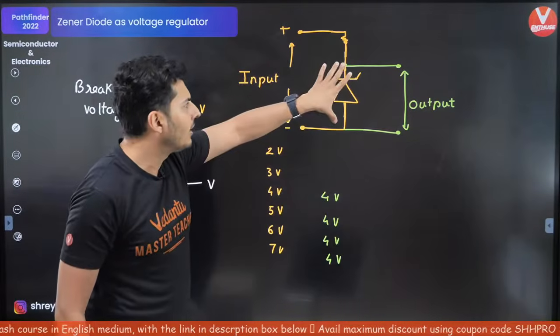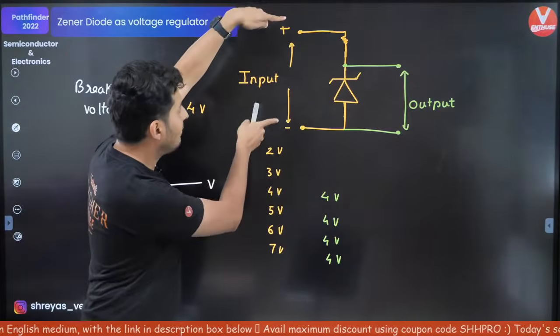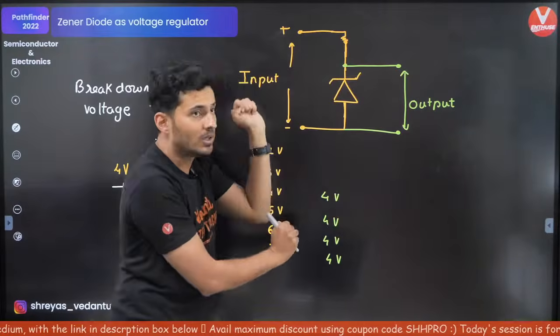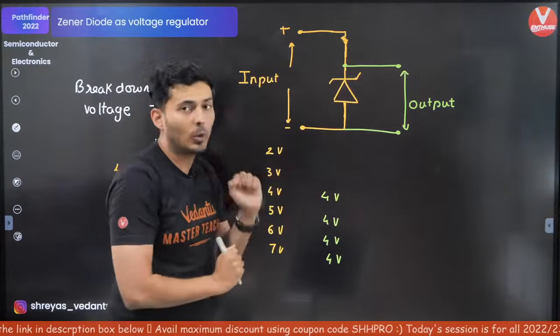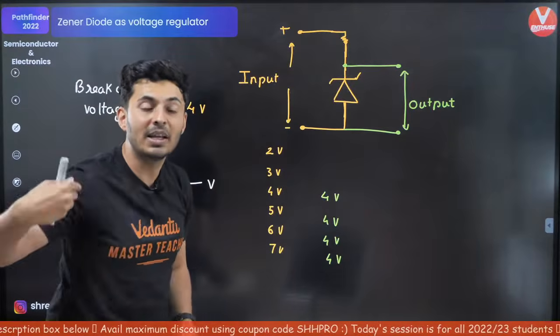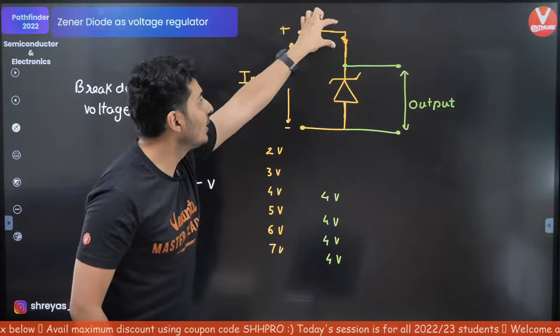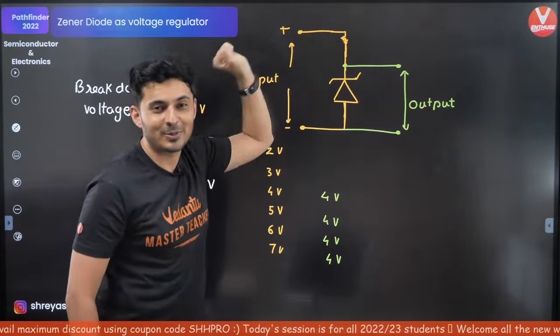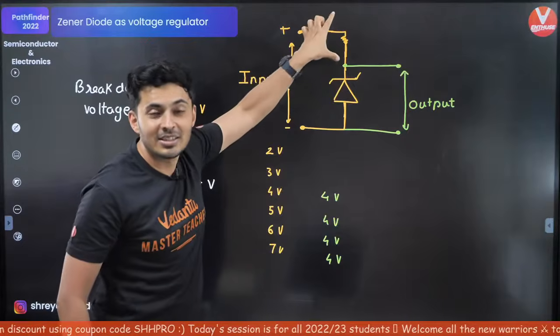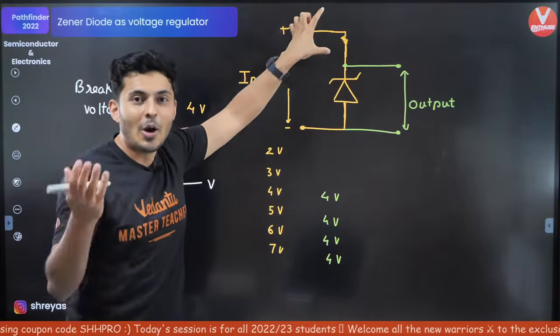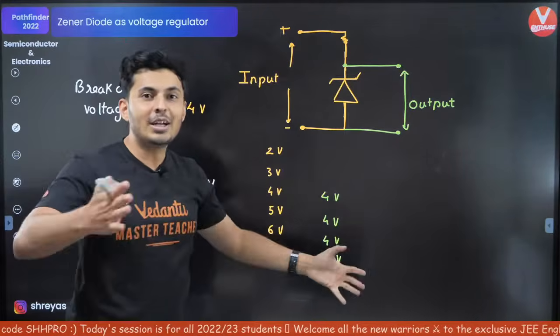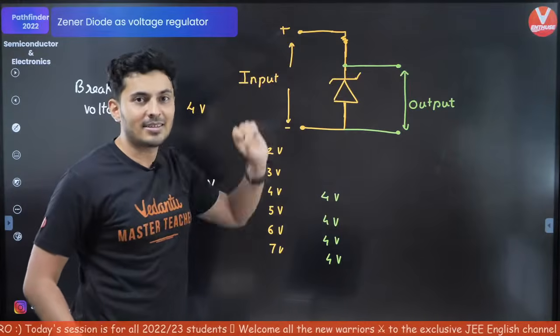You'll be like, okay, great. So if I give 5 volts, still the output is 4 volts. If I give 7 volts, still the output is 4 volts. Then where is the remaining voltage getting dropped? The remaining voltage is getting dropped over here in this resistor. So this resistor plays the role of dividing that voltage between the Zener diode and the resistor itself.